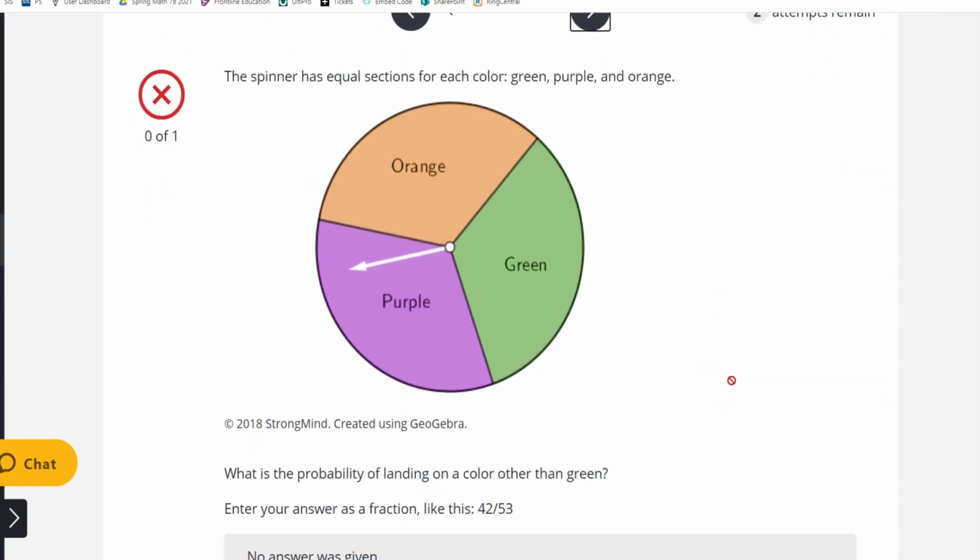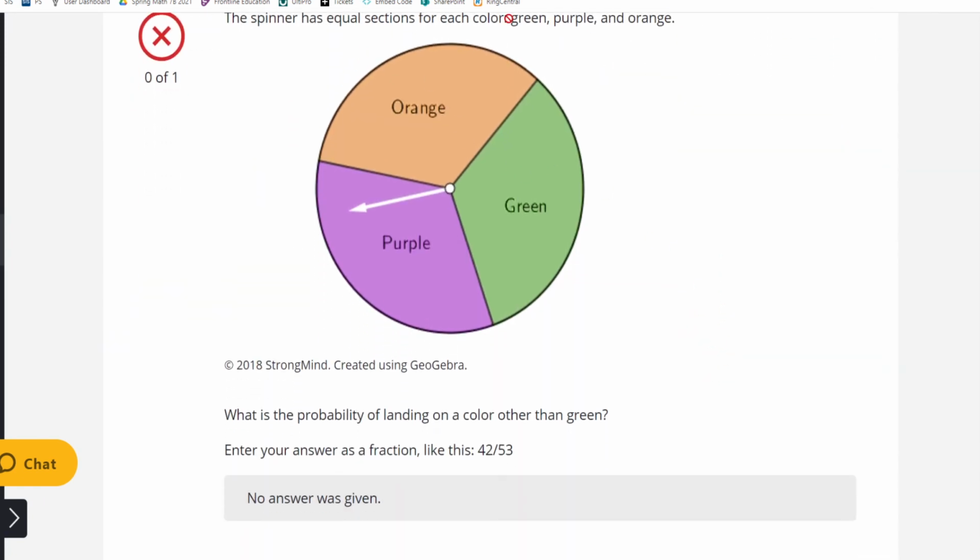All right, next question says that a spinner has equal chances of landing on each of the sections. So orange, purple, and green, perfect. What is the probability of landing on a color other than green? Well, there's 3 total sections, right? 2 of those are not green because it's asking for any color other than green. So we would have 2 out of 3, so 2/3.